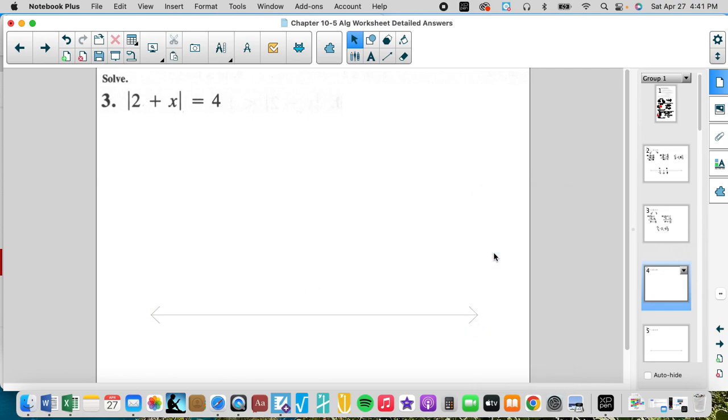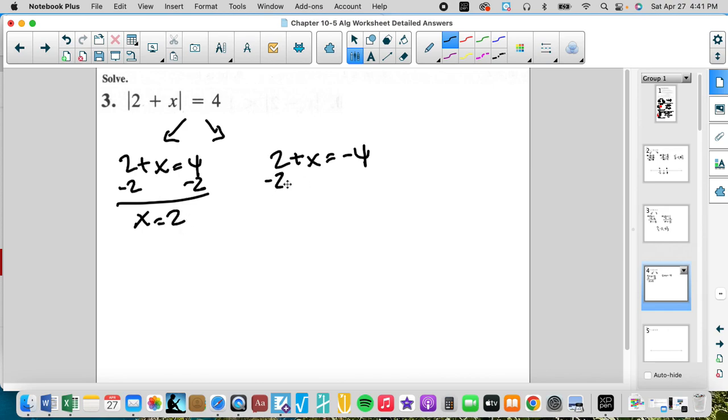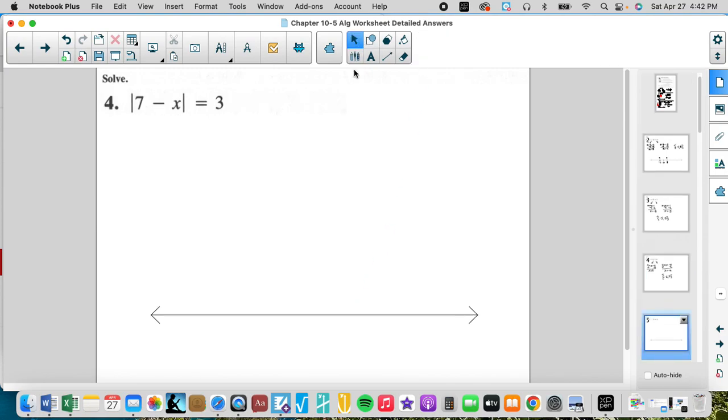Delete these. So we're going to write two statements. 2 plus x equals 4, and 2 plus x equals negative 4. We're going to minus 2. X equals 2. We're going to minus 2, and x equals negative 6. The solutions are negative 6 and 2. Easy as that.